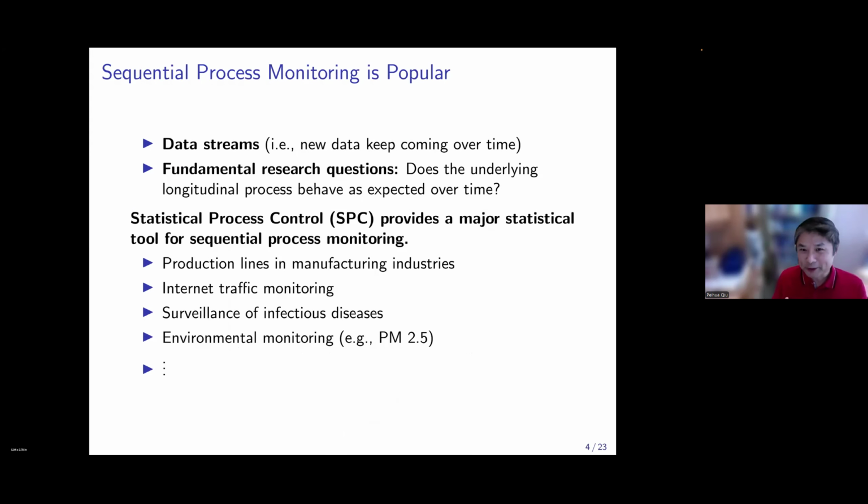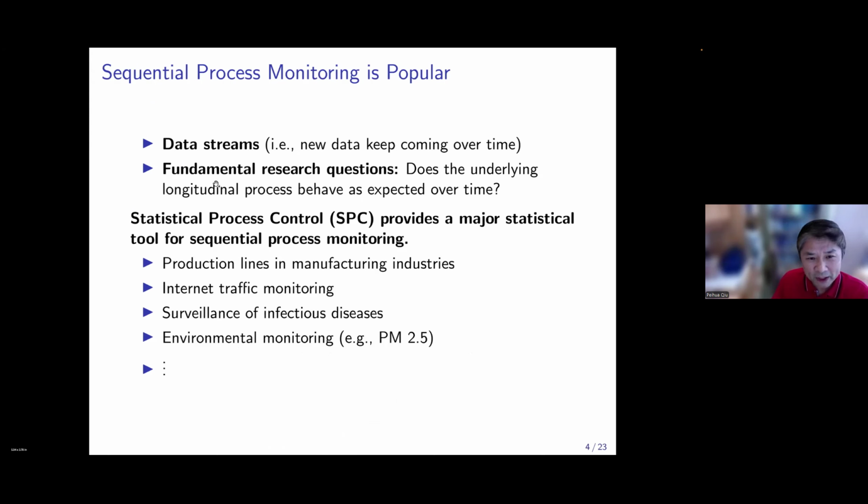Now, we want to develop some control chart to monitor this kind of multivariate data streams. So let's now talk about statistical process control. It's about sequential process monitoring, and sequential process monitoring is mainly for monitoring data streams, as I mentioned. New data keep coming over time.